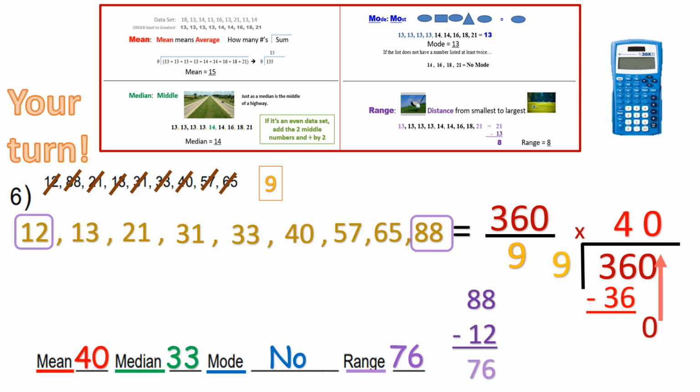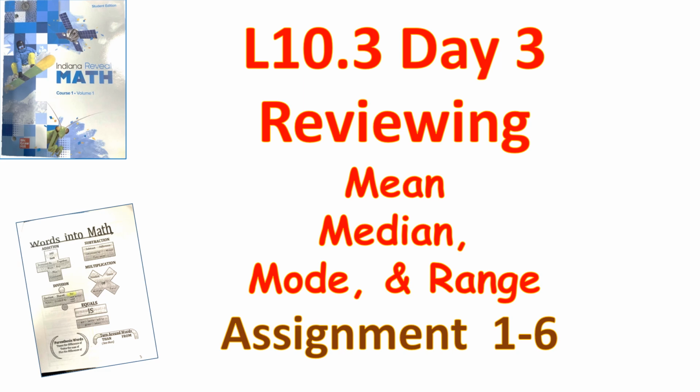So were you able to get all 4 of the correct answers? And if you weren't, do you see why your answers might have been wrong? If you need help, please ask. We want to help you, but this is a short and quick video on reviewing the processes of mean, median, mode, and range. You now have 6 questions to do as your assignment.